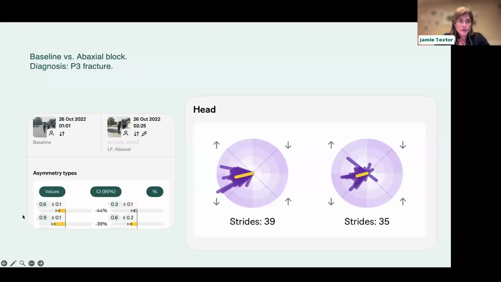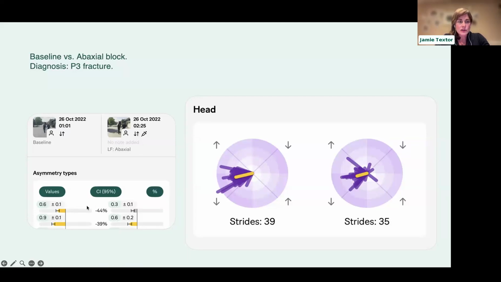So here on the left, we've got the one that says baseline. This is what his asymmetry value was. I've zoomed in here, so you're only seeing left front and right front in these lines, guys. You don't see the hind limbs in this one in particular, just in the interest of space and focus. And then the baseline one is, pardon me, on the left, and then the block is here on the right, noted as left front abaxial and with the syringe.